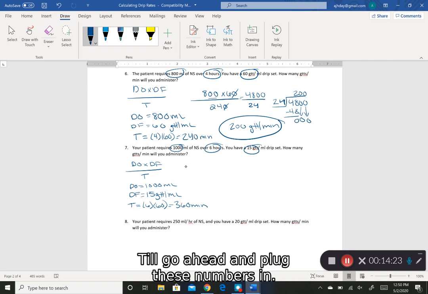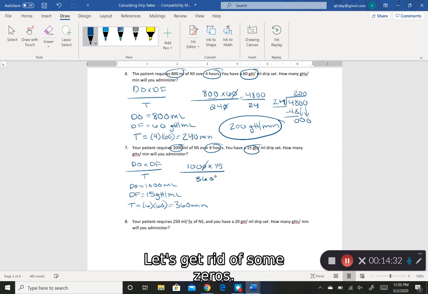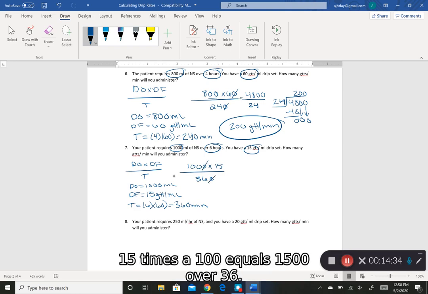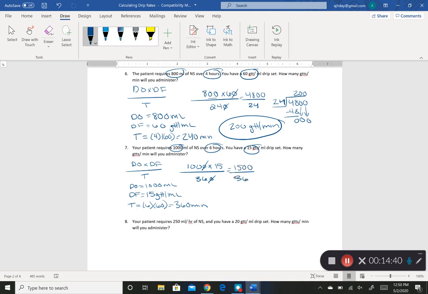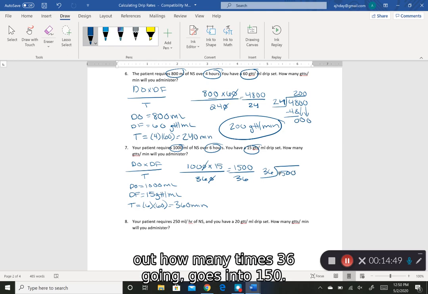So we'll go ahead and plug these numbers in. 1,000 times 15 over 360. Let's get rid of some zeros. 15 times 100 equals 1,500 over 36. Now this one you may have to do some guessing on to figure out how many times 36 goes into 150.